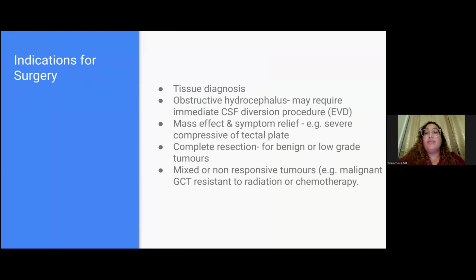it's indicated if you want complete resection for benign or low-grade tumors like the pineocytomas, and also for mixed or non-responsive tumors, for example, malignant germ cell tumors that are resistant to radiation or chemotherapy.